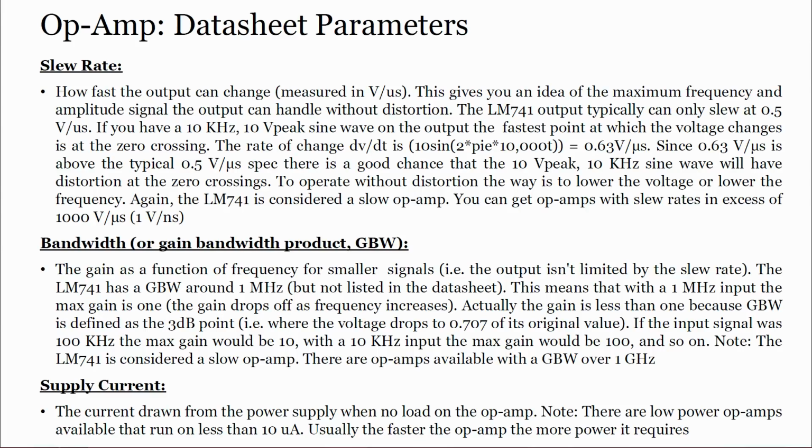So, this is how the gain bandwidth product is defined, and the LM741 is again considered a slow op amp. There are op amps available with a gain bandwidth product around and over 1 gigahertz. So, what is another parameter? Supply current, the current drawn from the power supply when there is no load on the op amp. There are low power op amps available that run on less than 10 microampere. Usually the faster the op amp, the more power it requires. The faster op amp, more power; slower op amp, less power.